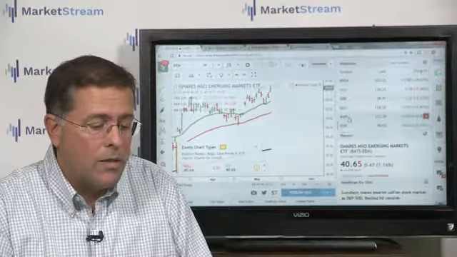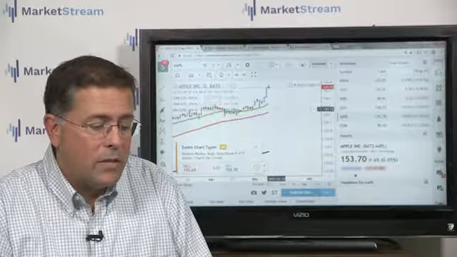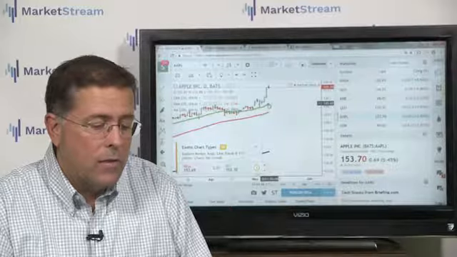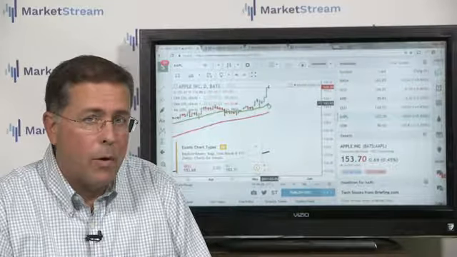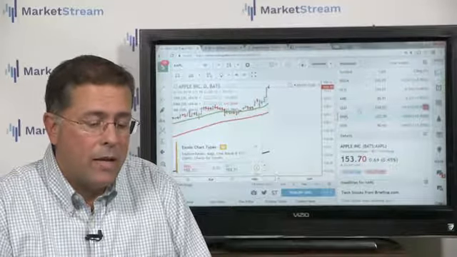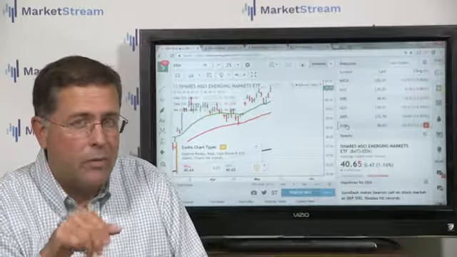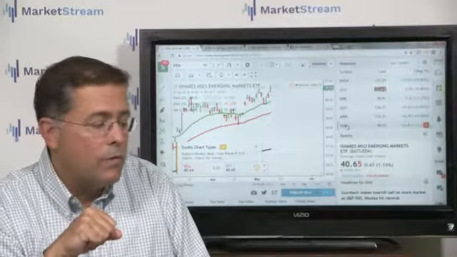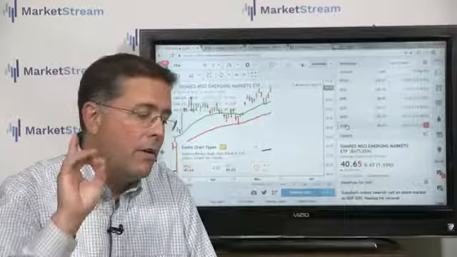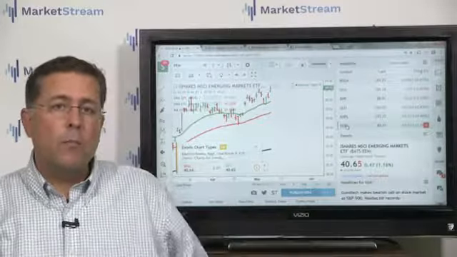Levels that you're going to want to watch in Apple, watch this level right here. This green line right here is the 145 mark. That is the 20-day moving average. That's where the short-term traders could be put under pressure if Apple starts to dip below the 150 mark and challenge 145. Finally, I wanted to look at emerging markets.